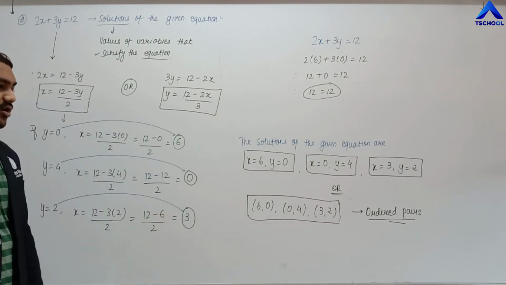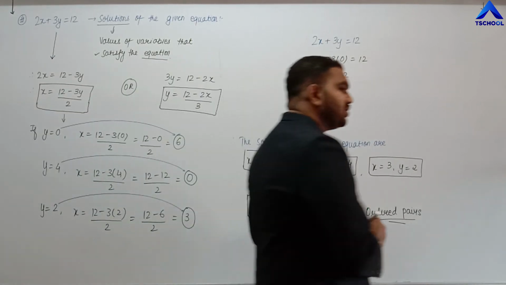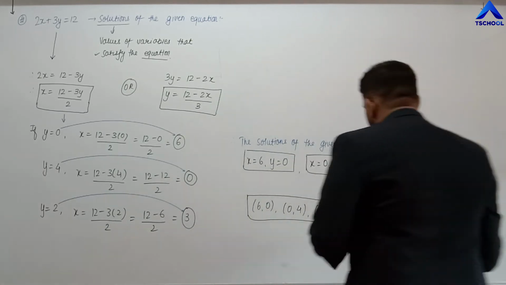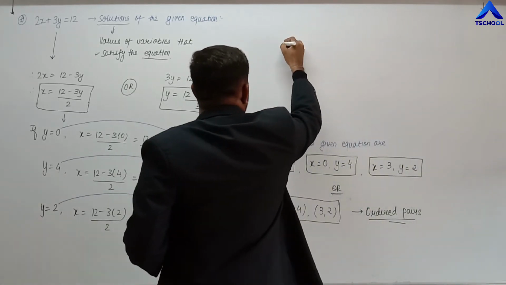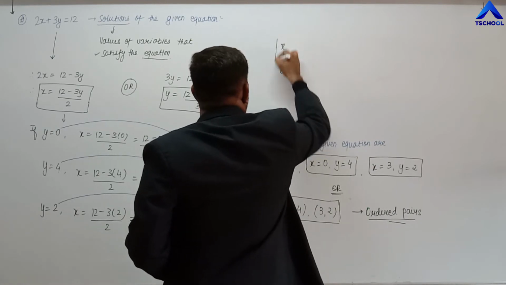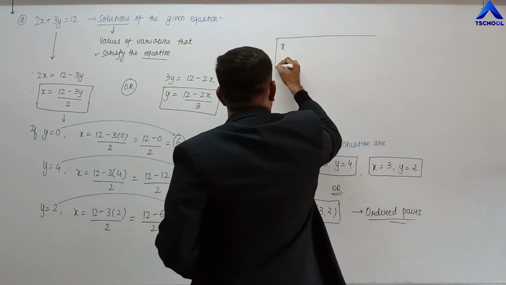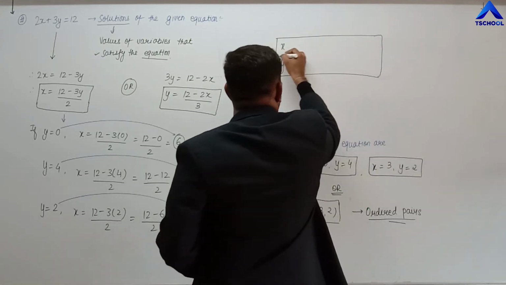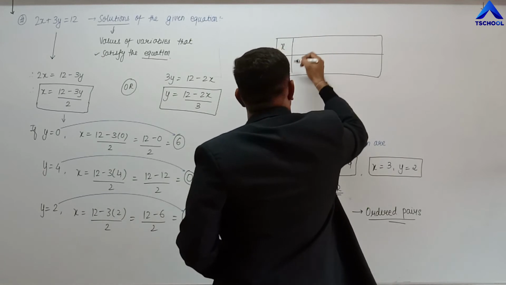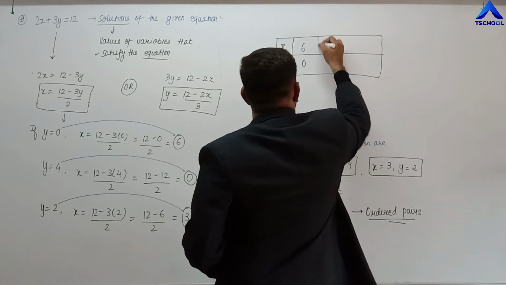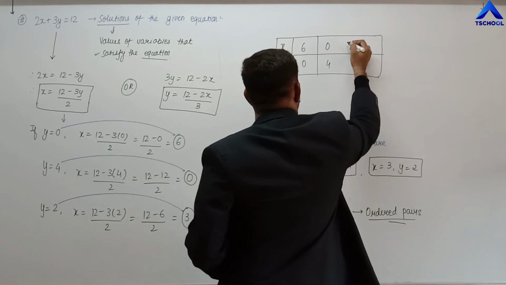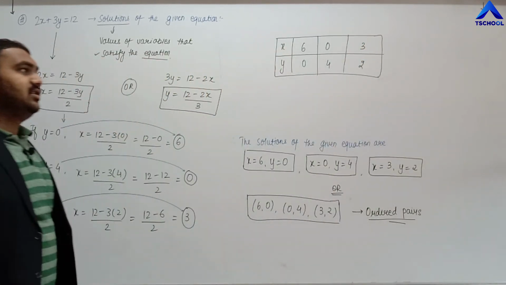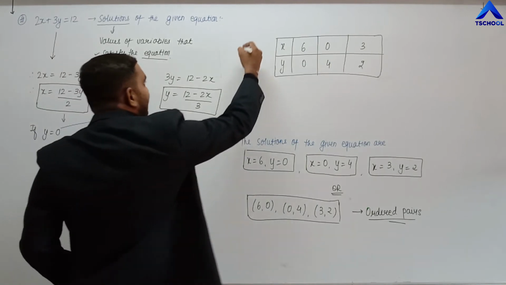So that is known as the ordered pair method, or you can also write it down in the tabular form. Tabular form is like this. That means we will make a table of x and y and we will write them down in this table form. The first one is 6 comma 0, the second one is 0 comma 4 and the third one is 3 comma 2. So that is the third form, the tabular form.